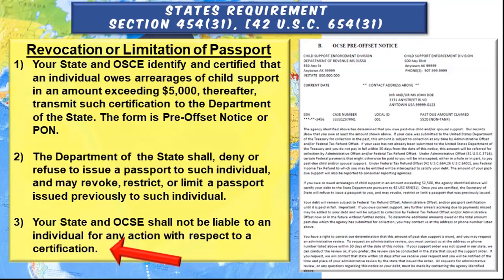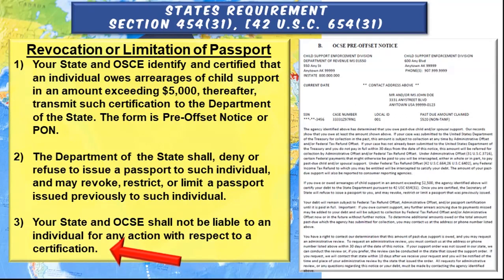The second requirement is that they certify this amount and then submit that to the State Department to say that this particular individual should lose their right to the passport. And the third section within this process of 454(31) is that the state and the Title IV-D agency, the Office of Child Support Enforcement, shall not be liable to an individual for an action with respect to the certification process.